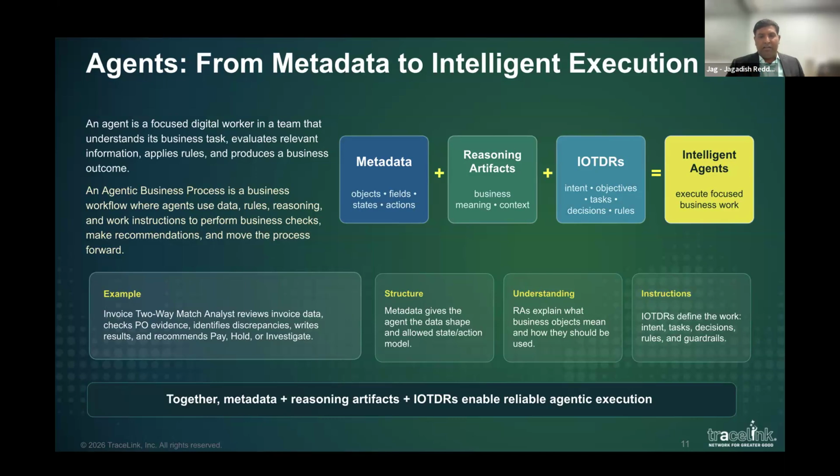So what we are trying to do is bring a structure, bring understanding. We're giving a structure using metadata. We are providing understanding using RAs, reasoning artifacts, and we are providing instructions through IOTDRs for the agent to work. Together, metadata plus reasoning artifacts plus IOTDRs enables reliable agentic execution. So it is not just working on some random data. We are making our Mint agents work on very reliable, meaningful data, to get outcomes which make your business users more productive.